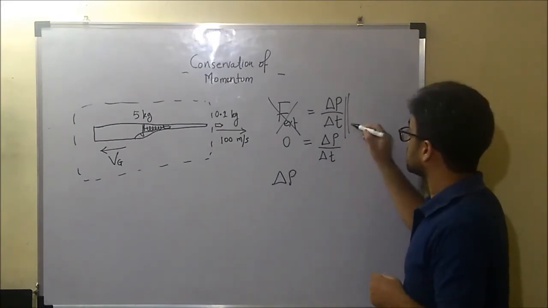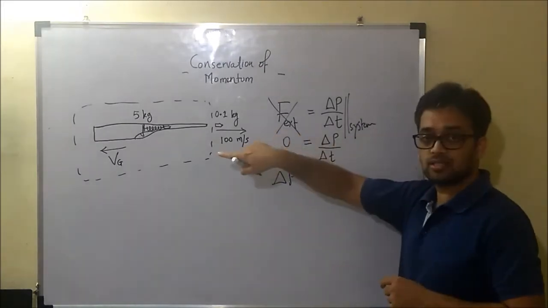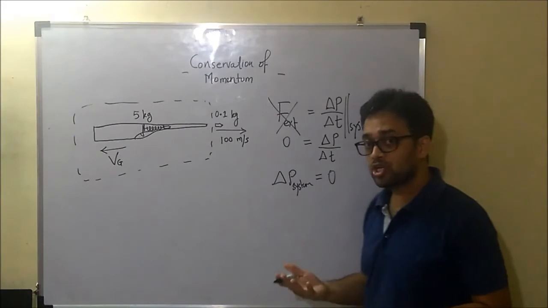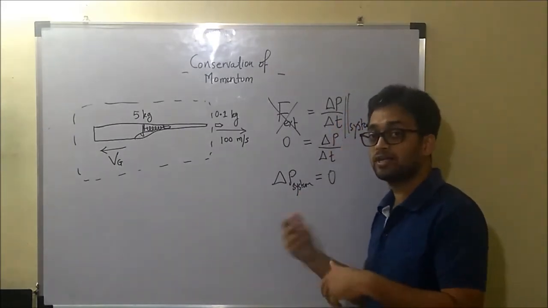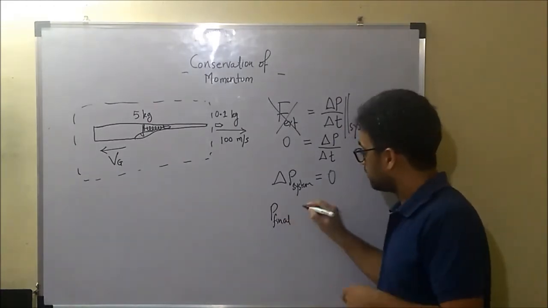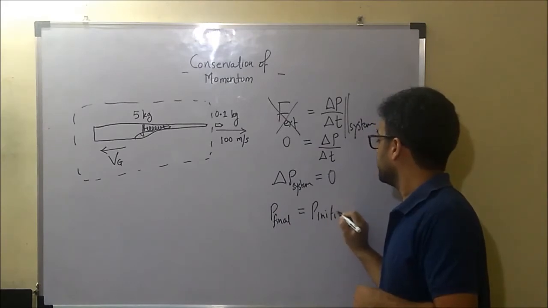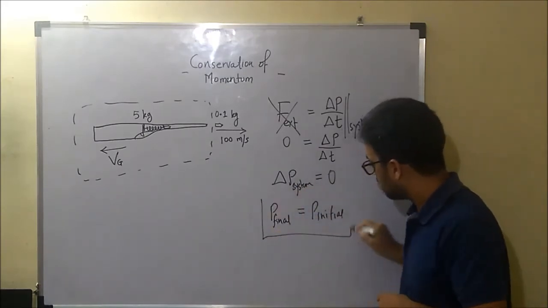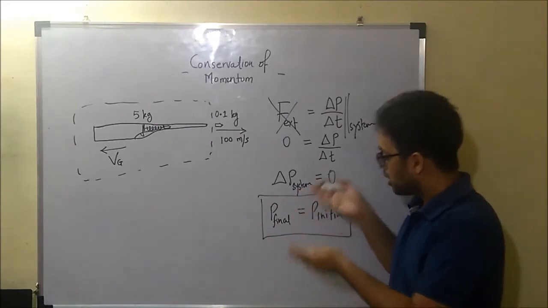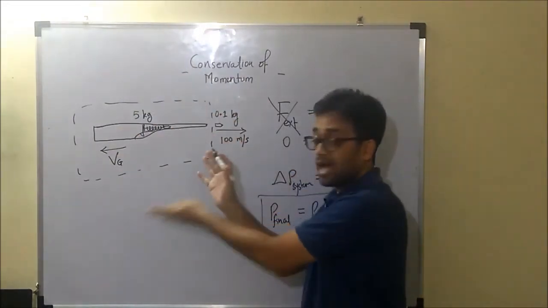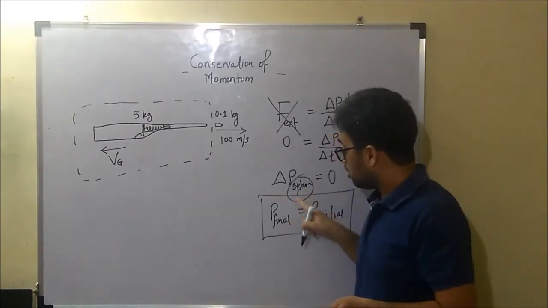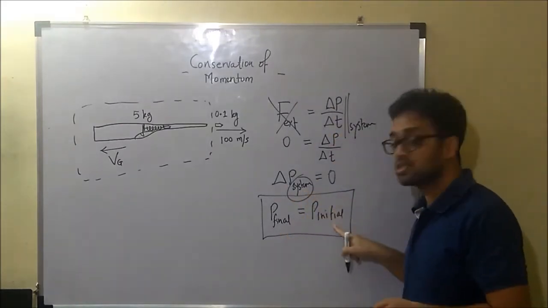Now what am I talking about? This is for the system, right? So bullet plus gun. For this system, change in the momentum is 0. What is change defined as? Always in physics, change is final minus initial. So P final minus P initial is 0, and that means P final is equal to P initial. We have already introduced this concept of conservation of momentum. That means momentum final is equal to momentum initial. Now using this concept for the system as a whole, the momentum of the system final is equal to the momentum of the system initial.